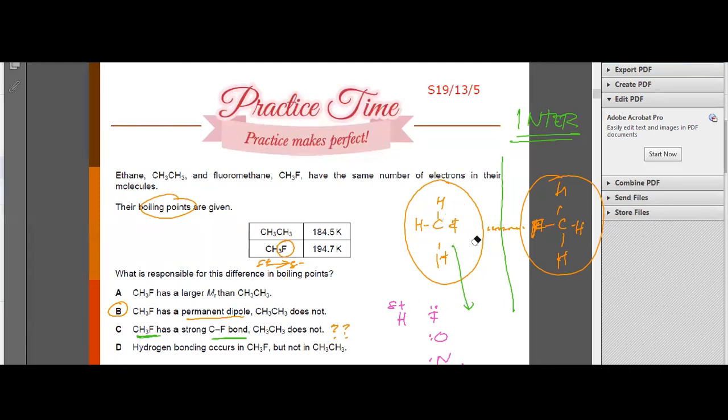Okay, let's see if we have these two requirements. Okay, we have lone pairs of electrons from F, a very high electronegativity atom. But do we have the positive partial H? No, because hydrogen attaches to carbon, which is not electronegative. So the hydrogen here will not have a positive partial charge. So the second requirement is not fulfilled. Okay, so hydrogen bonds do not occur between two CH3F molecules. So that's why the answer is B.